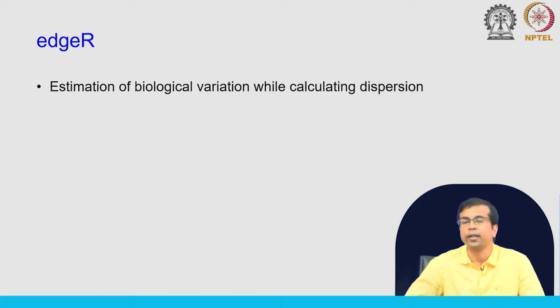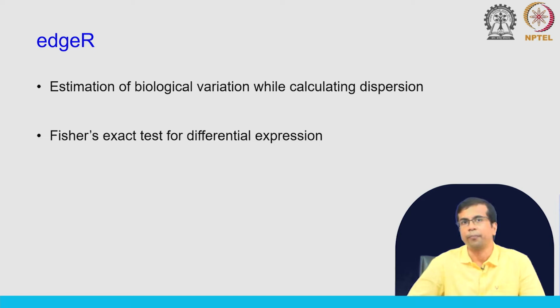Again, there is some underlying assumption. It assumes the count data within technical replicates follows a Poisson distribution, whereas between biological replicates you have the negative binomial distribution. So, with that assumption, it can actually calculate the biological variation while calculating dispersion.